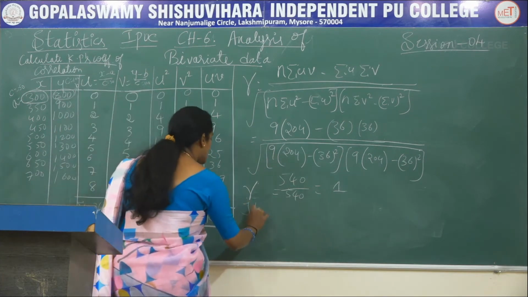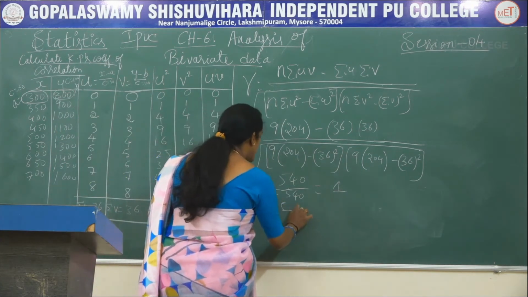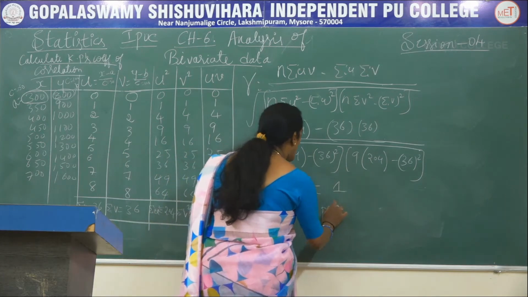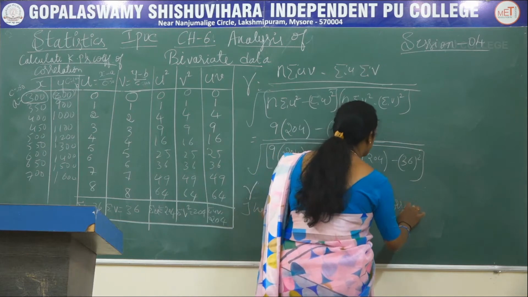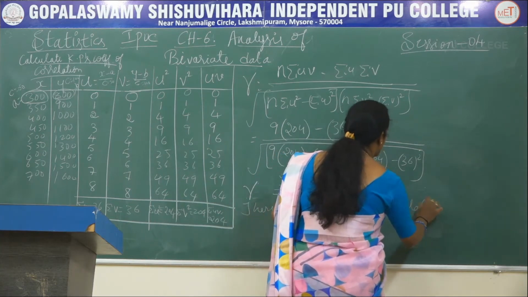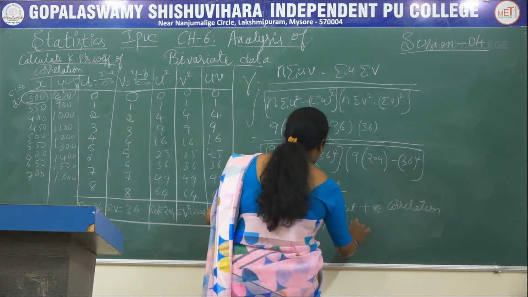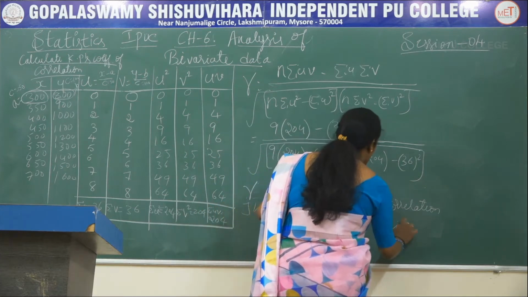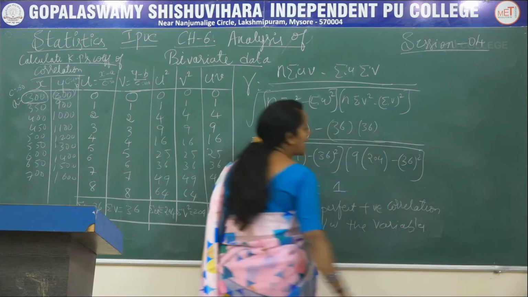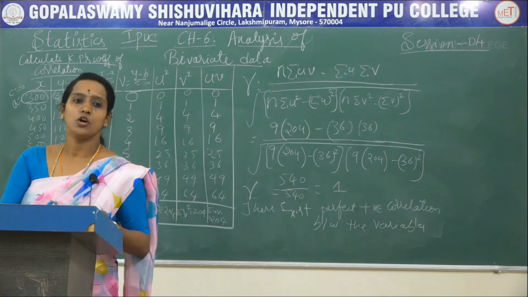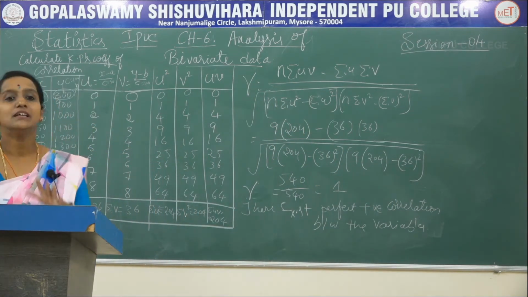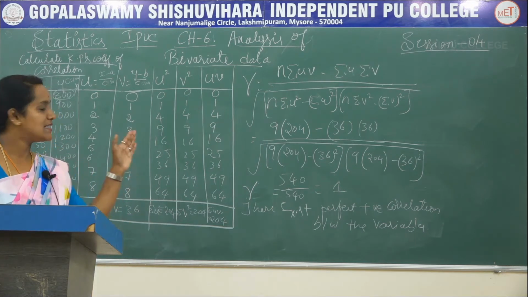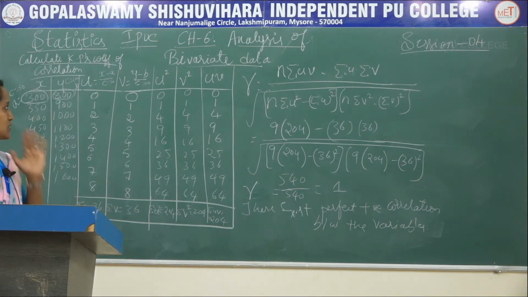Therefore, there exists perfect positive correlation between the variables x and y. So this is how we have calculated the correlation coefficient with the step deviation method, but the answer will be the same. Next one.